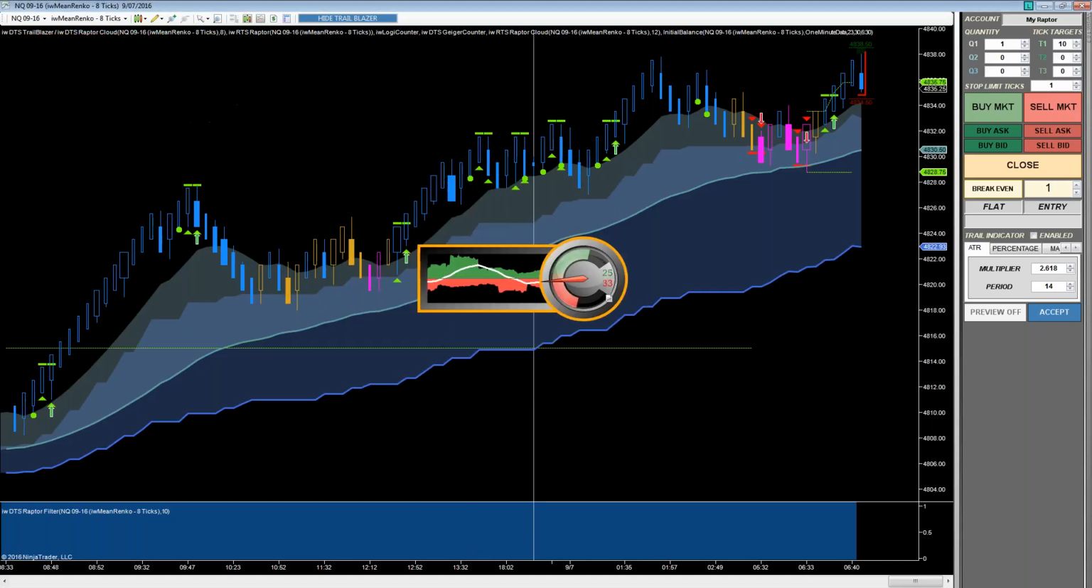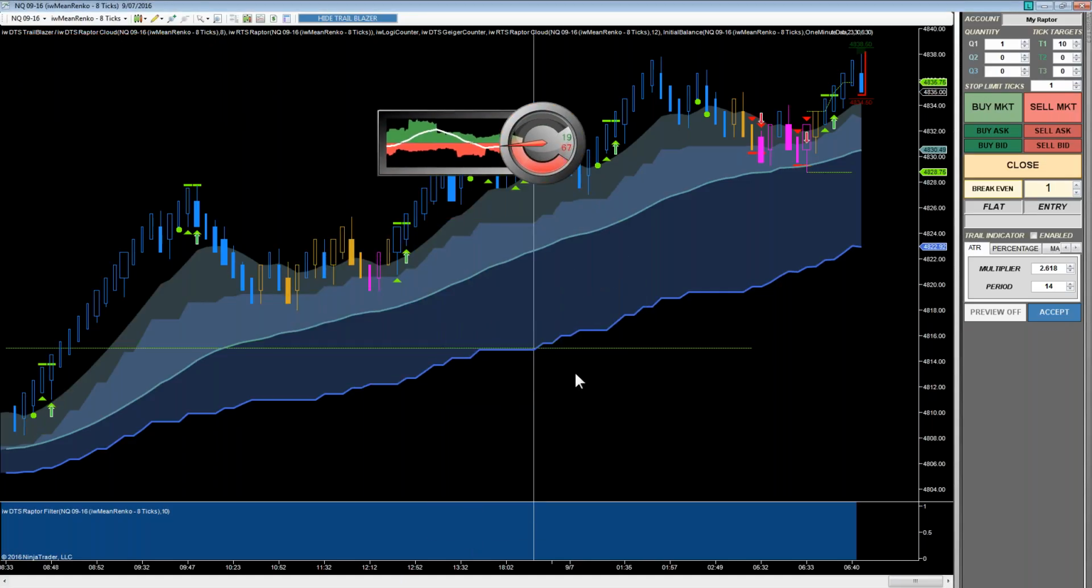This nifty little gadget you see right here, this is called the Geiger counter. This is another one of these standalone type add-on things. Geiger counter is essentially a tape reader. It gives you a visual of the time and sales. So you can see there was a big buying block going on through here. Sellers weren't able to absorb it, so I'm guessing it led to this little push.